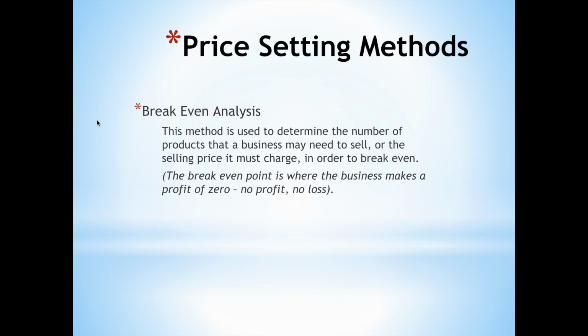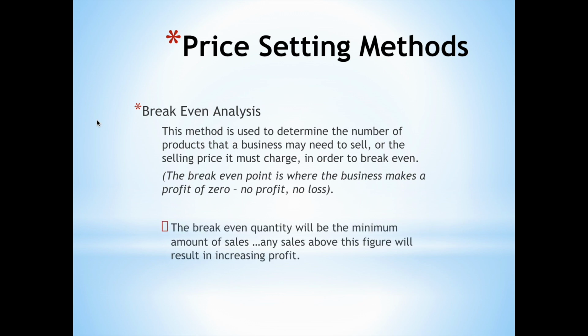So let's say a business has to sell 1,000 products to have zero loss, zero profit. That's the break-even point. If they sell one product more or one product less, they won't match the break-even category. So the break-even quantity will be the minimum amount of sales. Any sales above this figure will result in increasing profit, and vice versa, any sales below this figure will result in a loss.